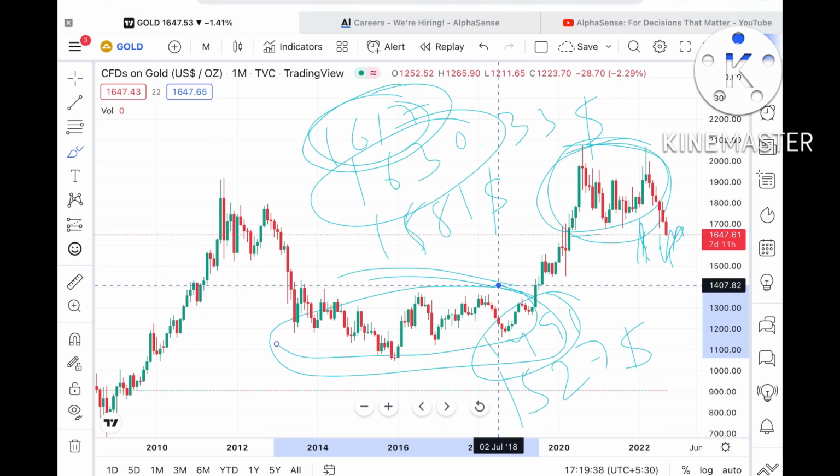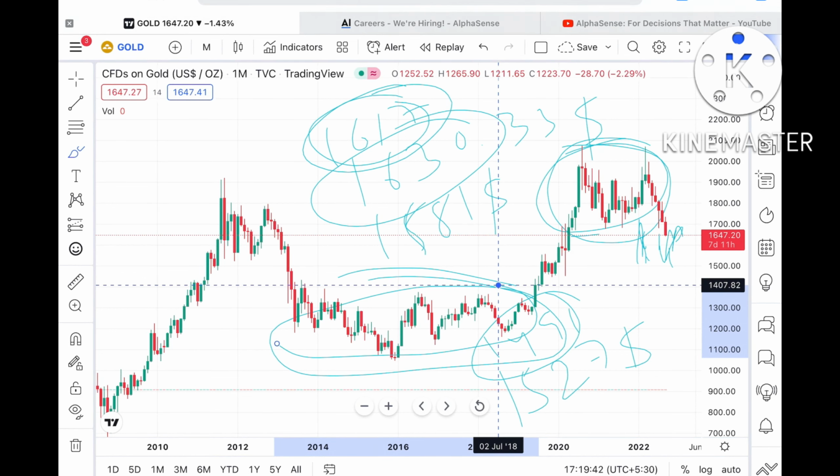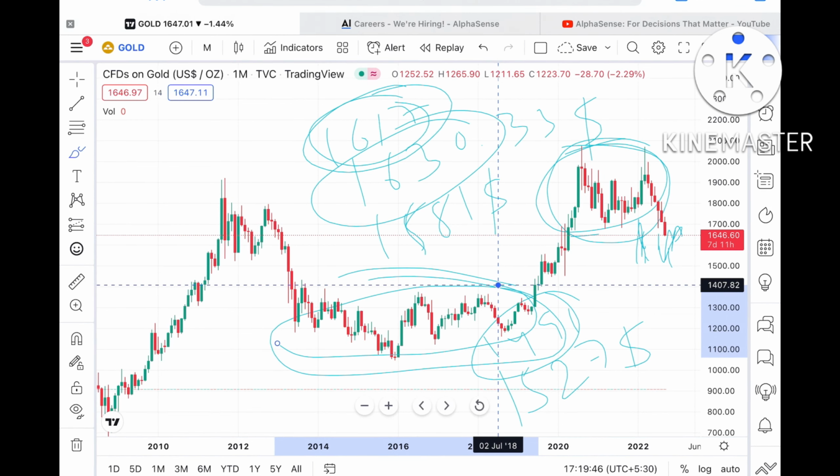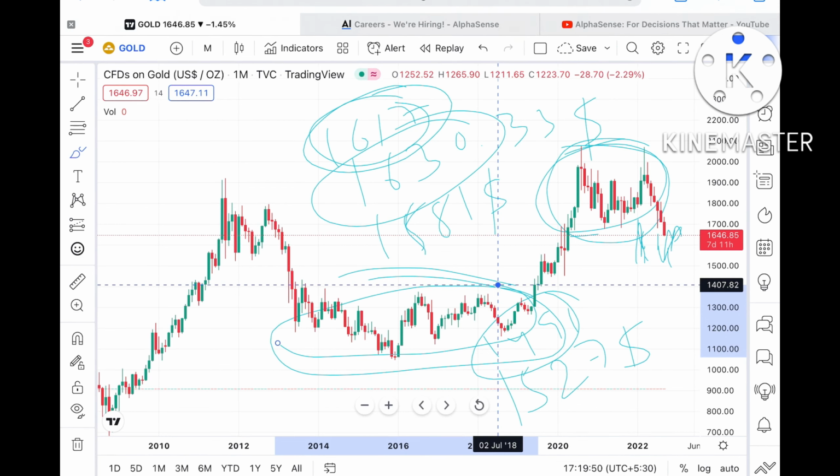Suppose this particular level sustains, then it will form a swing at this level, and from there we can see it try to move up and hit the resistance for quite some time, and then again it will come into this particular zone.